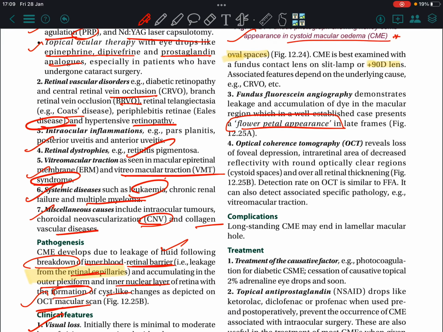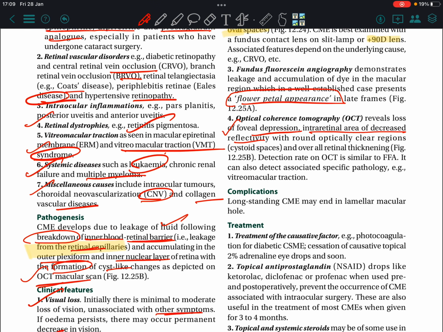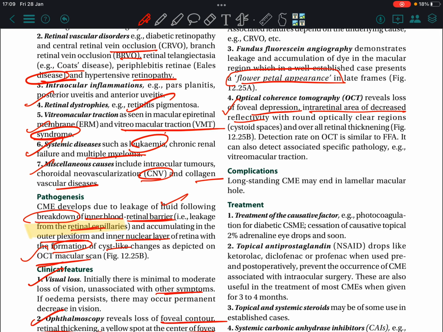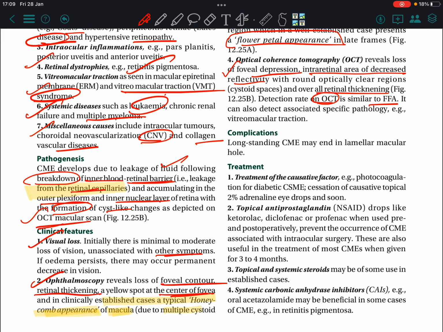Optical coherence tomography reveals loss of foveal depression, intraretinal areas of decreased reflectivity with round optically clear regions, and overall retinal thickening. The detection rate on OCT is similar to FFA. It can also detect associated specific pathology, for example vitreomacular traction.